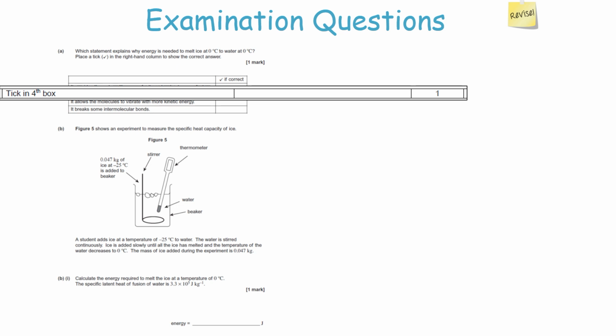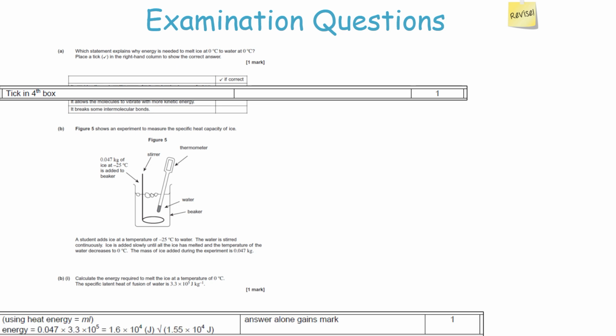Now the next question, we're going to have to look at how you can work out the energy required to melt the ice. If you're melting ice, that means you're changing the state, which means that we're using the specific latent heat of fusion equation. So we'll be using E equals ml. We know what our mass is, it's 0.047 kilograms. We know what our specific latent heat of fusion is, 3.3 times 10 to the 5. So we get our answer of 1.6 times 10 to the 4 joules.